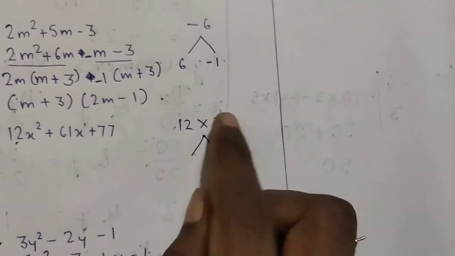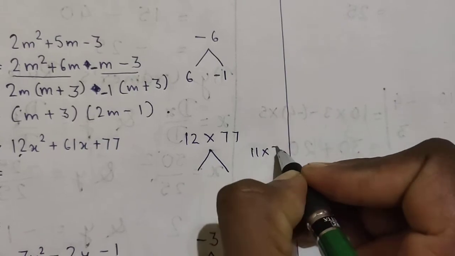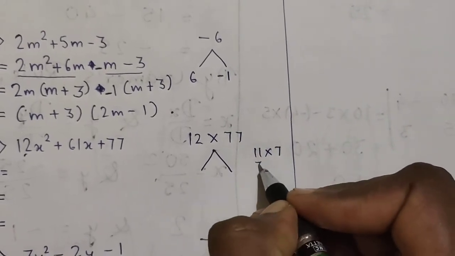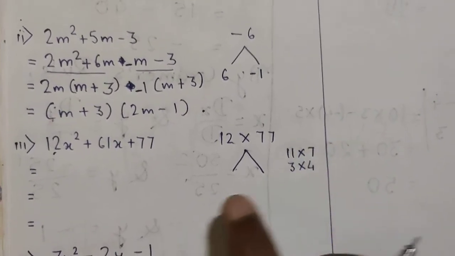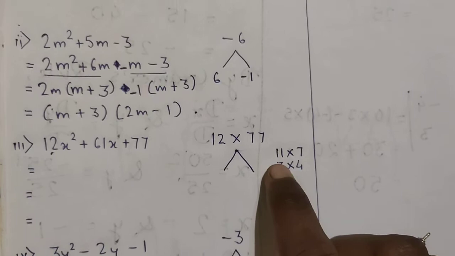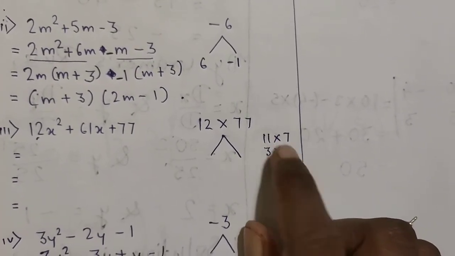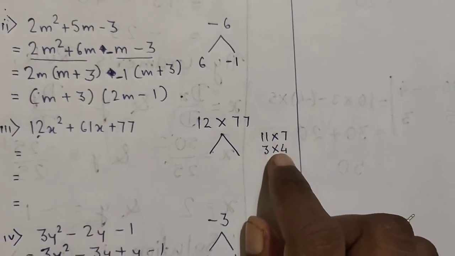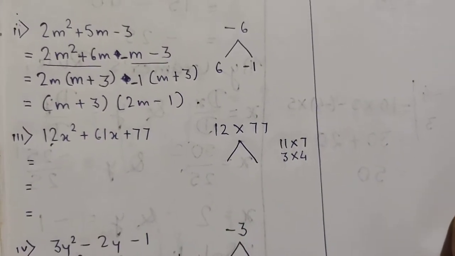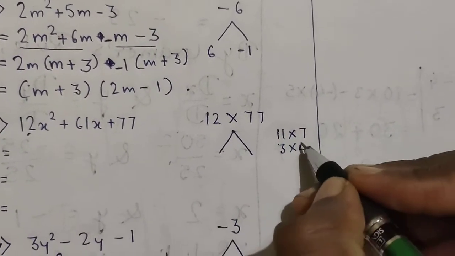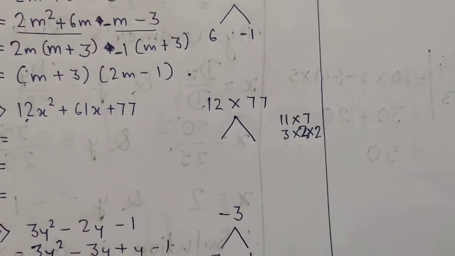So let us factorize this. 77 is basically what? 11 and 7, right? And 12 is what? 3, 4. So let us see whether we are going to get 61 somehow. Let us try that. See, if you take 11 into 4, that is 44, and 7 into 3, that is 21. So after addition you are not going to get 61. Now this 4 can be further divided into 2 into 2, right? 4 is 2 into 2.